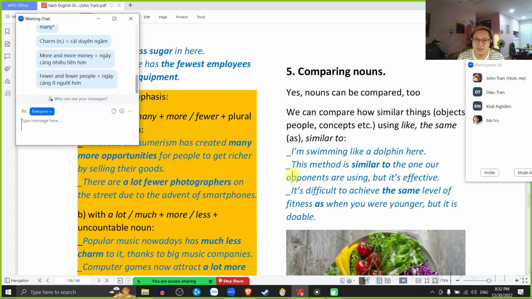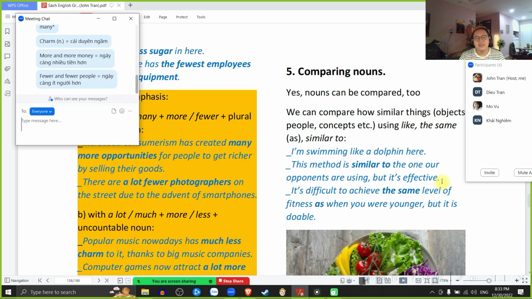This method is similar to the one our opponents are using, but it's effective. Cái phương pháp này nó giống với cái cách mà những đối thủ chúng ta đang sử dụng, nhưng mà nó lại hiệu quả. So sánh hai thứ. They are comparing this method and the methods our opponents are using. Nó so sánh cái phương pháp này và những phương pháp mà đối thủ chúng ta đang sử dụng.